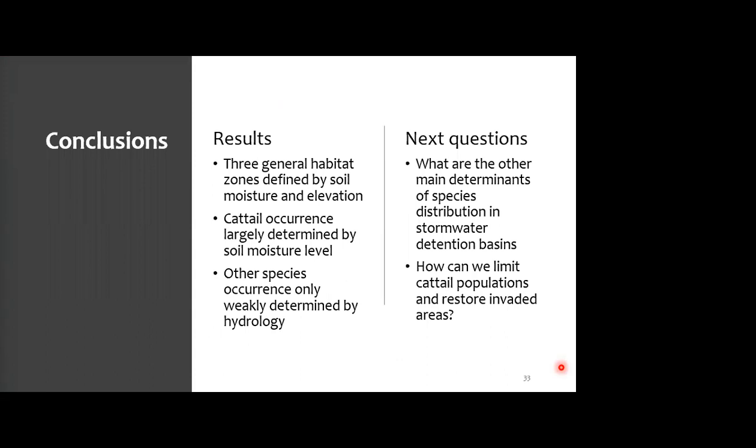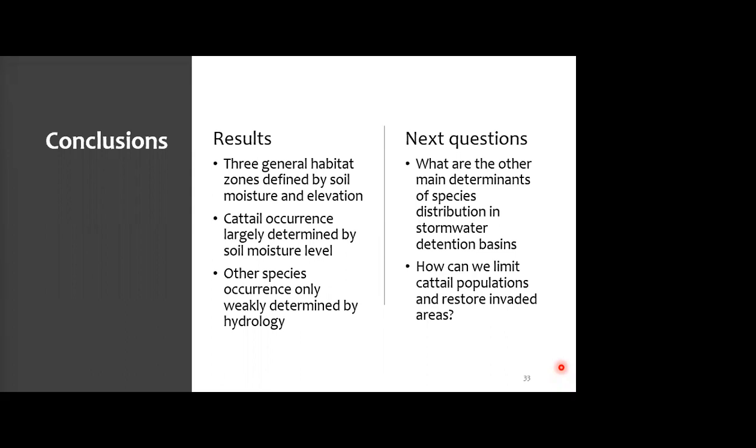So in this chapter, I found 3 general habitat zones defined by soil moisture and elevation. I found that cattail occurrence is largely determined by soil moisture levels, but that other species are only weakly determined by hydrology. Because hydrology was a weak predictor for many species, that still leaves the question of what are the main determinants of species distribution in stormwater detention basins.